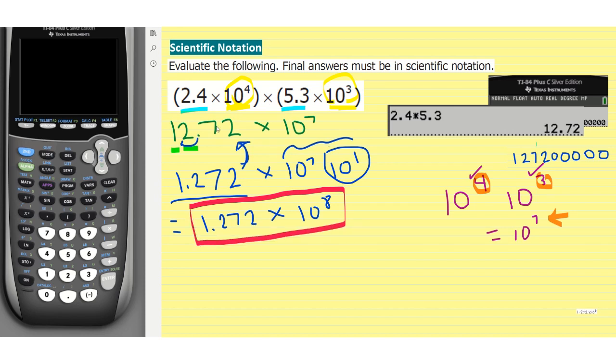In review, we multiplied the 2.4 times the 5.3, and we got the 12.72. Then we multiplied 10 to the 4th power and 10 to the 3rd power, and we got 10 to the 7th power. Then we changed it so that the decimal place was in the correct place. But when we did that, we also had to add another 10 over here because we moved it one place. So we needed to add one 10 right there. Okay, hopefully that helps you think about it.